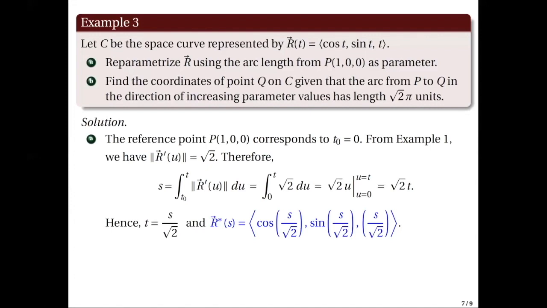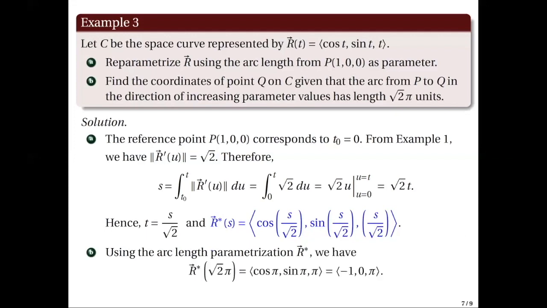For the follow-up question, we want to find the coordinates of another point on the curve, name it the point Q, given that the arc from the point P to the point Q along the increasing values of the parameter has length equal to the square root of 2 pi units. Since in item A we used P as the reference point, this given square root of 2 pi actually corresponds to the arc length s. We are simply looking for the value of r star when s is equal to the square root of 2 times pi.